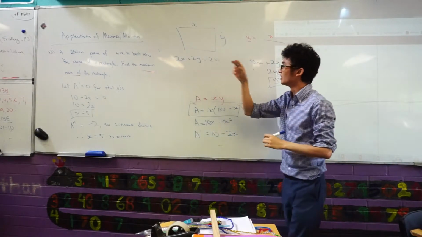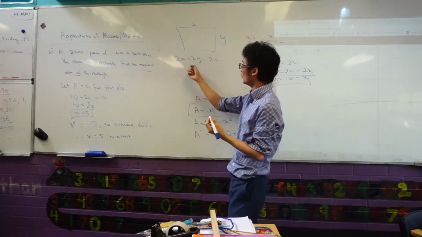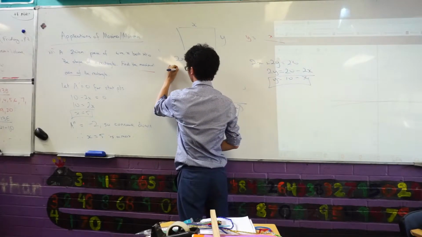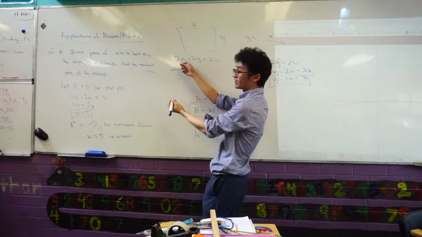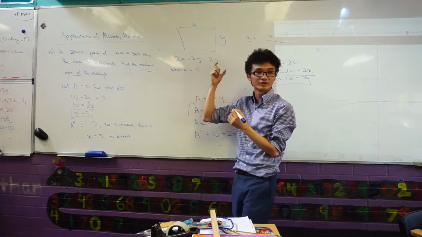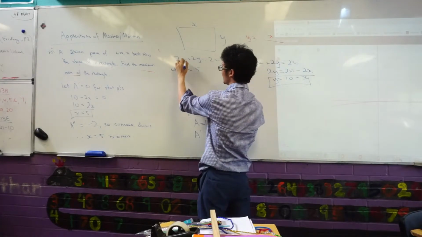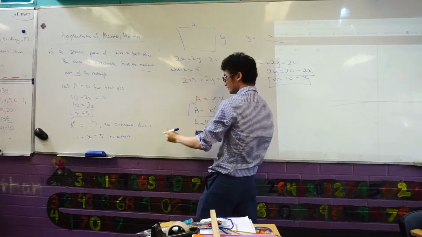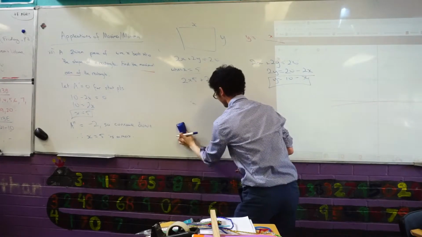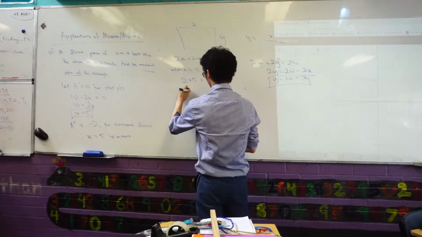What I didn't write down was find the dimensions. Why don't we do that? When x equals 5, I already know x is going to equal 5. What's the other value going to be? Well, I can just check. I want to look for the length of y. I'll just replace x with 5 in my equation. 2 times 5 plus 2y equals 20. That's 10, and then you get 10 to the other side.